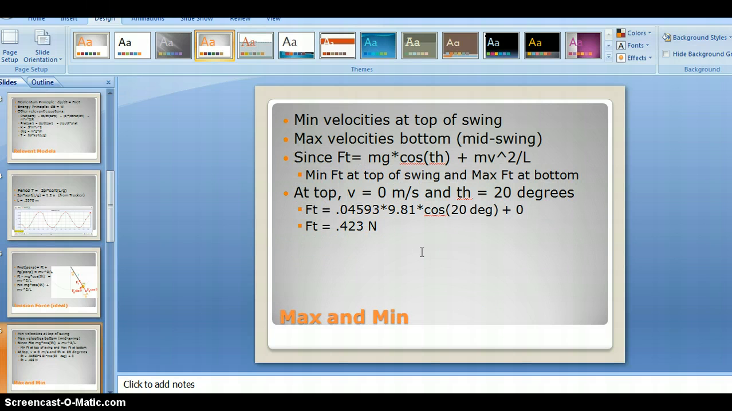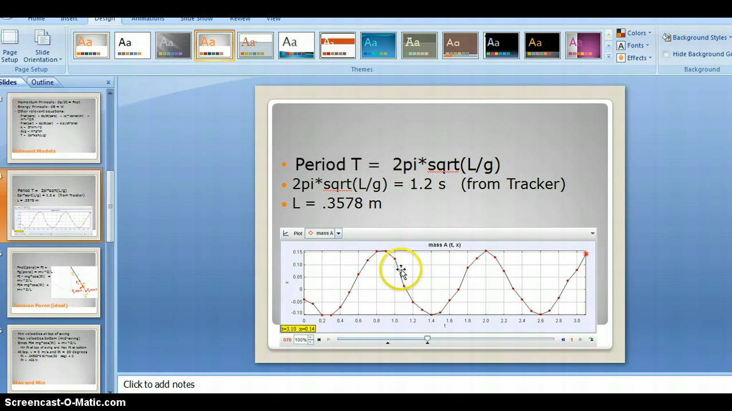The minimum velocity is at the top of the swing and the max velocity is at the bottom of the swing. You are easily able to tell this not only through intuition, but the fact that the slope of these waves is greatest here mid-swing, so therefore the velocity is greatest mid-swing, and the velocity is 0 at the change of direction at the top of the swing.